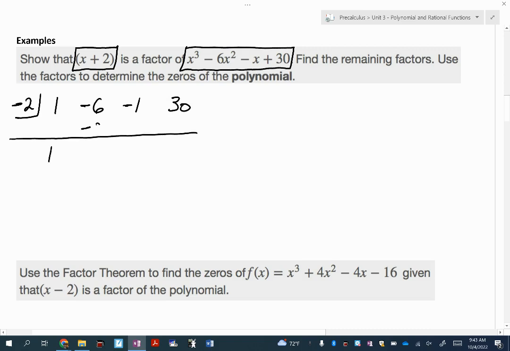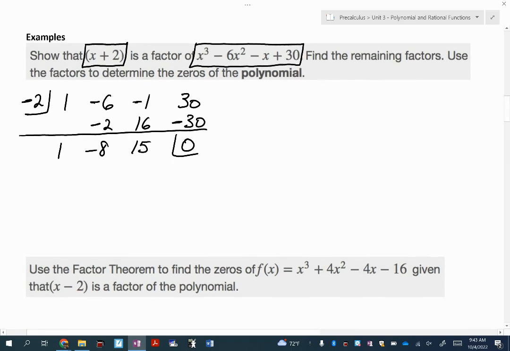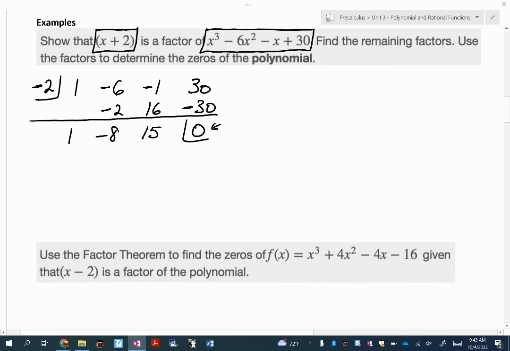Bring down the 1, get negative 2. That's going to be negative 8. That's 16. 15 times negative 2 is negative 30, and when you add, you get 0. You should not be surprised by that. It does say in the example to show that x plus 2 is a factor, so we already knew we were supposed to get 0 here, so that's good. So now watch what this does.